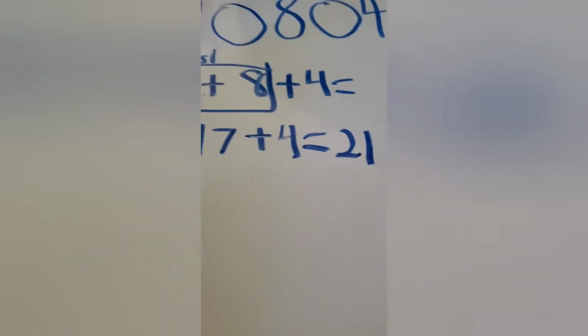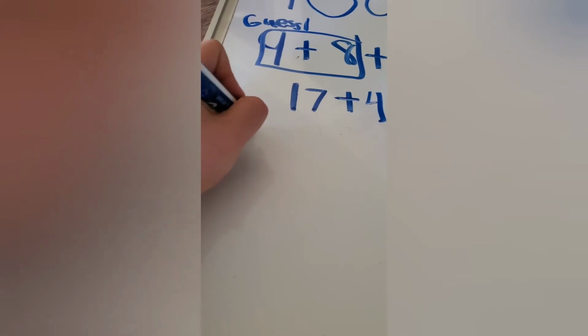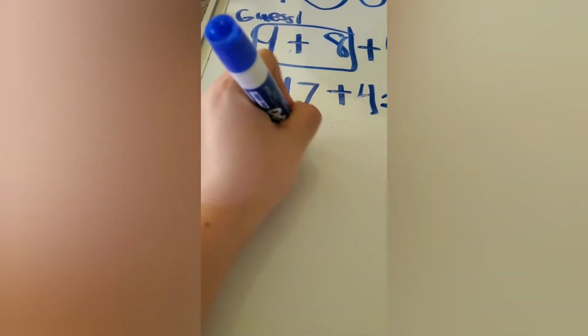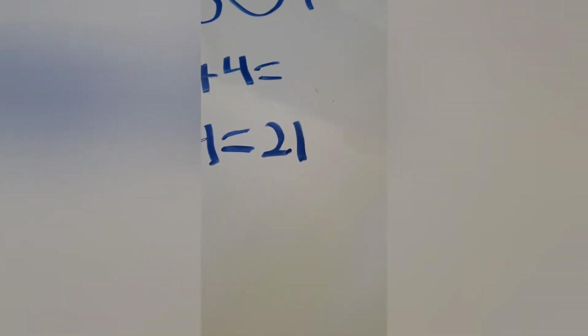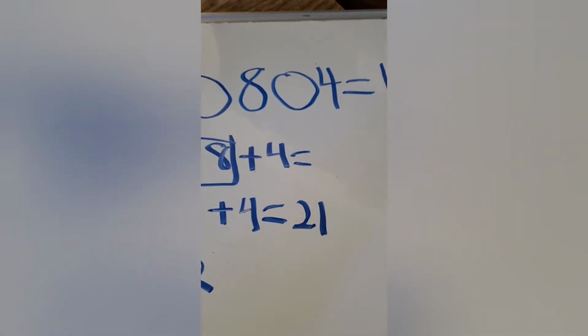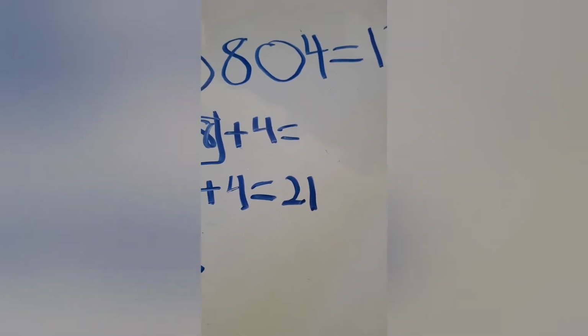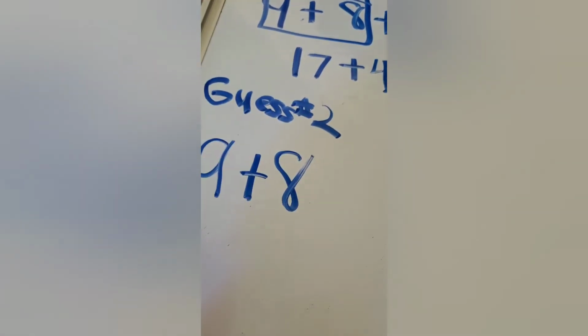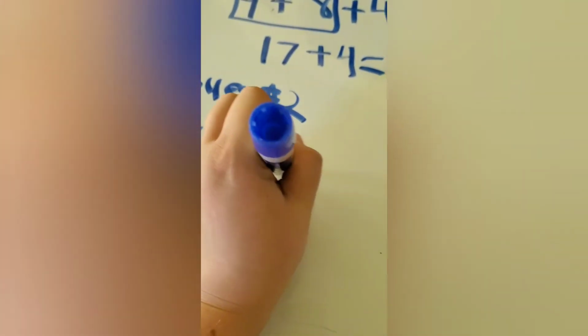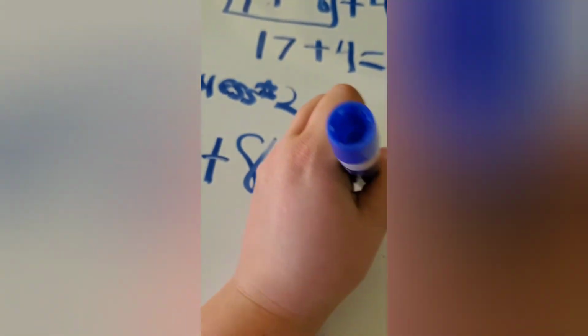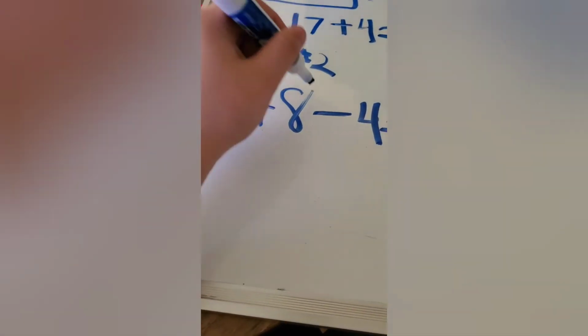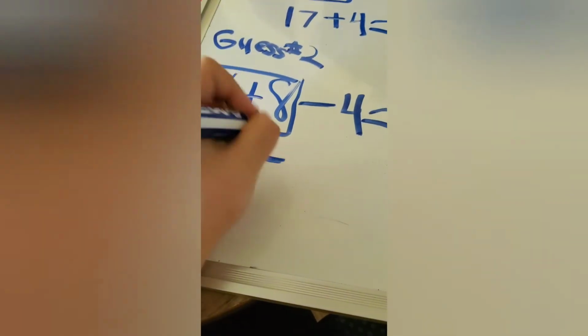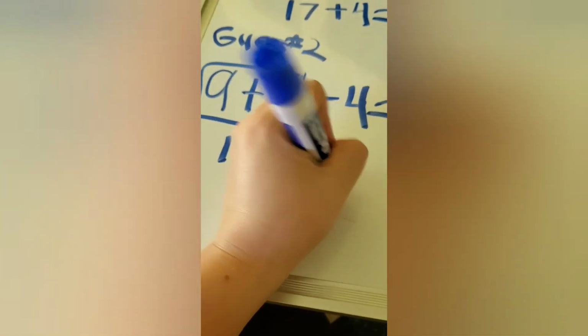Okay. Now, I'm going to do another guess. Guess number 2. I think this time I'm going to write an addition sign right here between the 9 and the 8, and then a subtraction sign behind the 4. So let's see if my guess is right with those two signs. So last time 9 plus 8 equals 17. Take away 4. Let's see here.